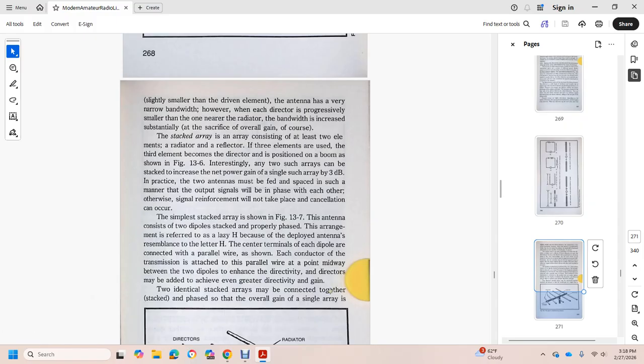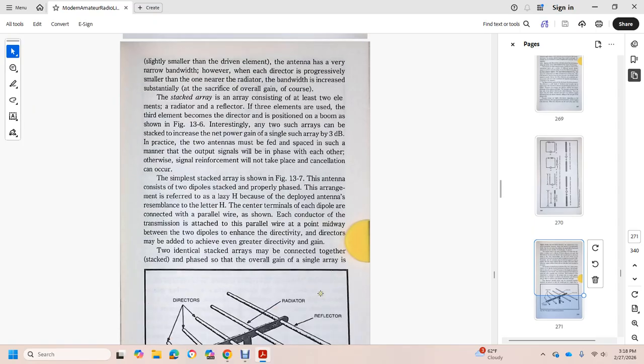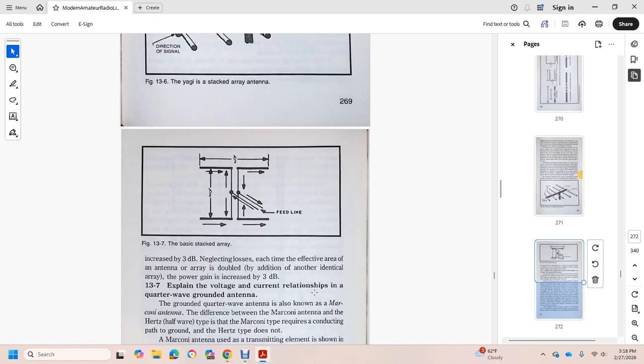Two identical stacked arrays connected with the gap and the stack in phase: the overall gain and signal of the array increases 3 decibels. The effect on the array of the antenna is that with each doubling of the addition of another array, the power gain is increased by 3 decibels.